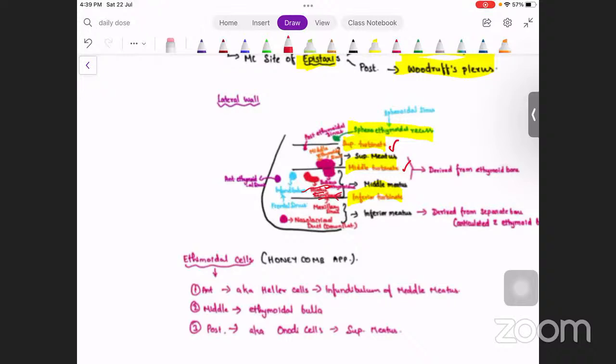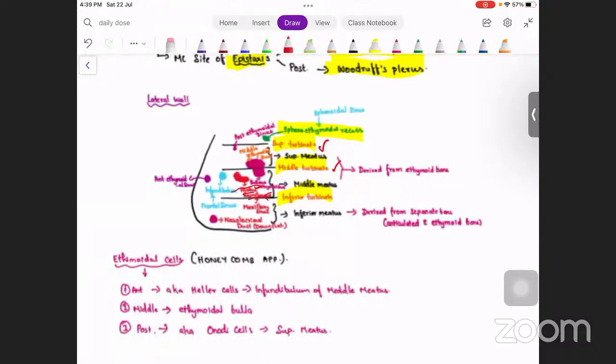And apart from that, you have an inferior meatus. Speaking about the inferior meatus, you have a maxillary sinus, which is draining into the hiatus semilunaris. And then you have this nasolacrimal duct, which is down on the inferior meatus. And the superior and middle meatus are derived from the ethmoid bone, while inferior meatus is derived from a separate bone which articulates with the ethmoidal bone.